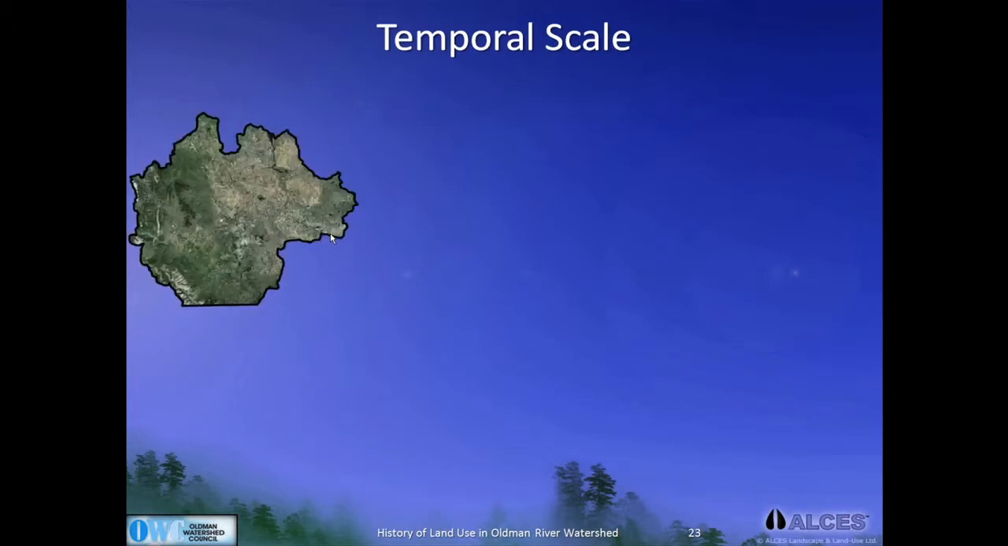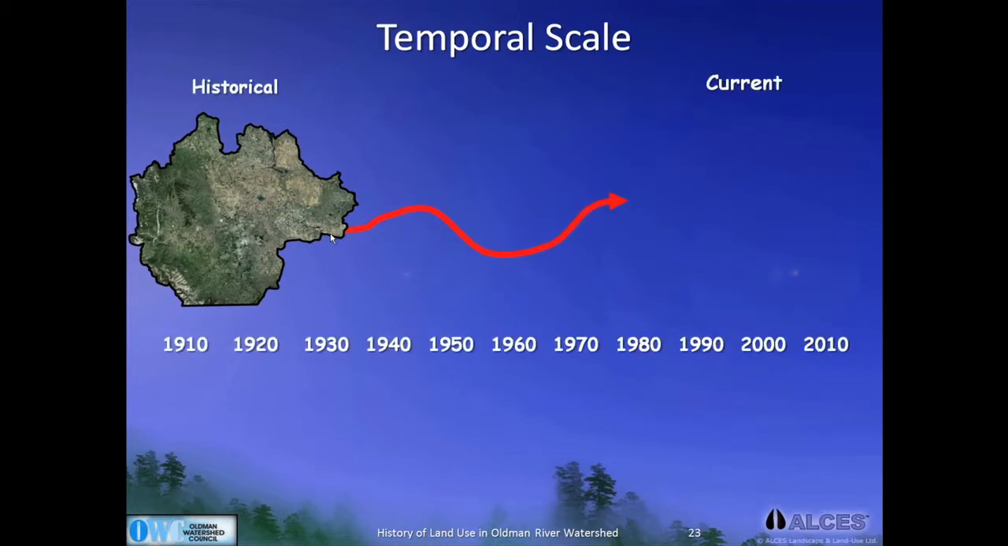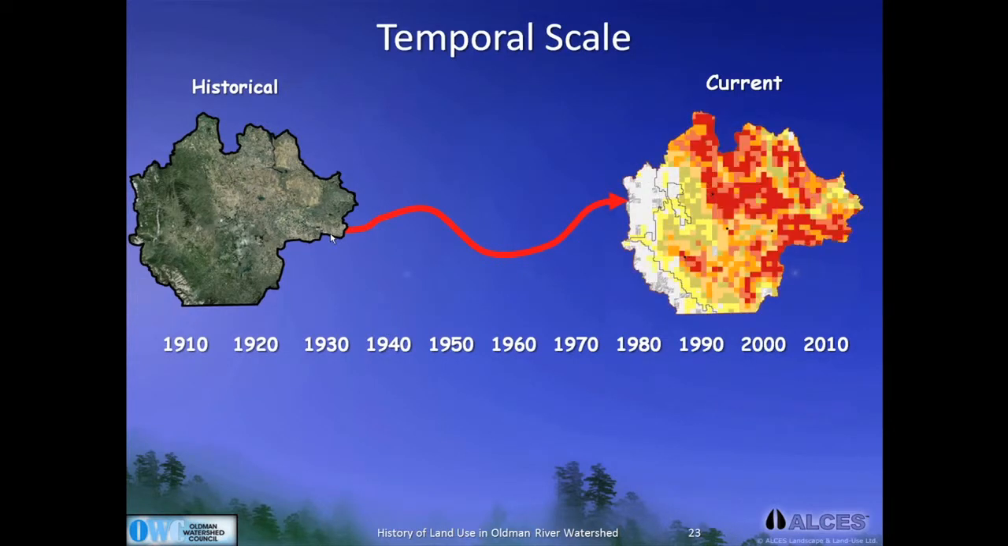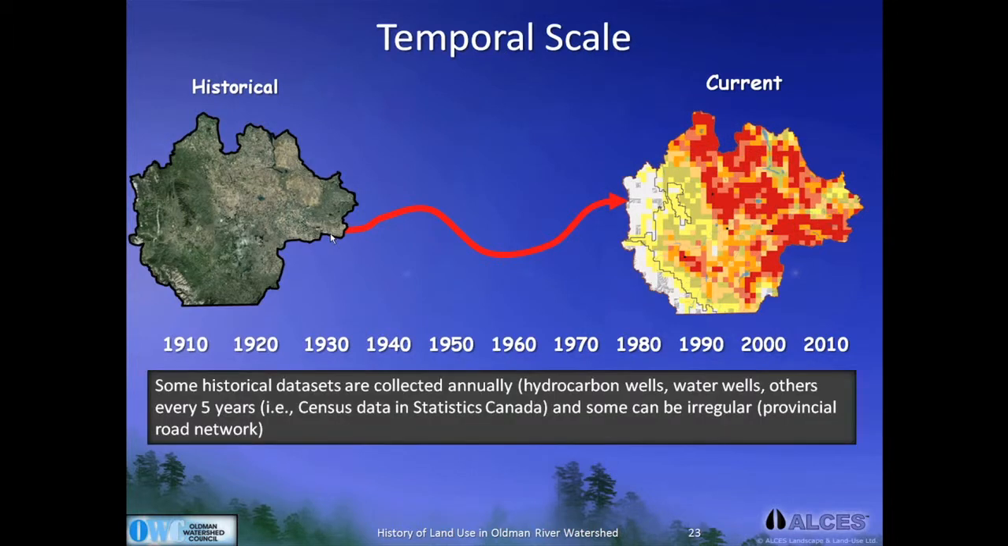In terms of temporal scale, the goal was to produce information decade by decade and then maps that showed how various indicators and footprints responded through time, as shown here. Some historical data sets are collected each and every year, and examples would be the hydrocarbon wells, water wells. When you know of a feature and you know where it is, you actually know what year it was constructed.